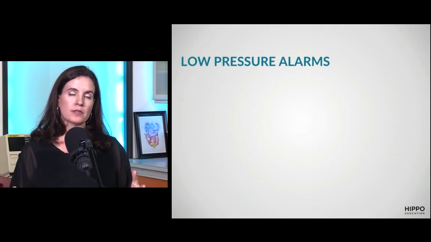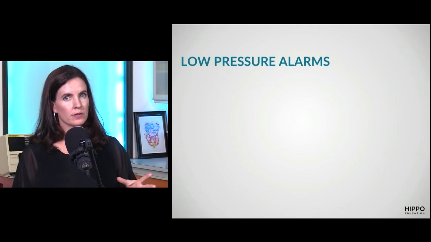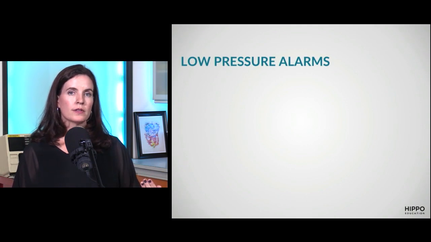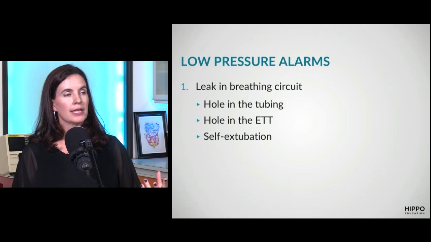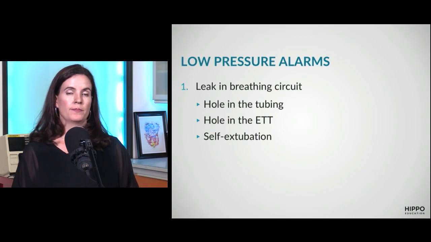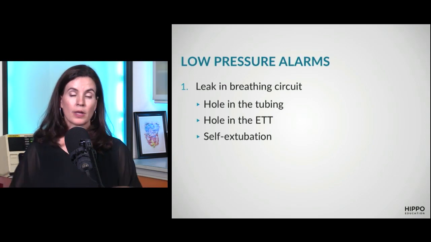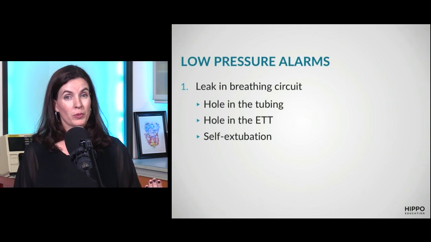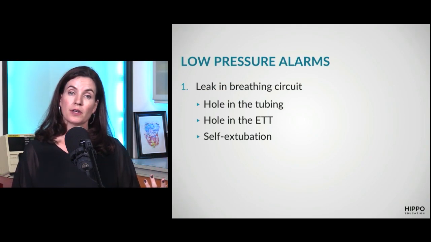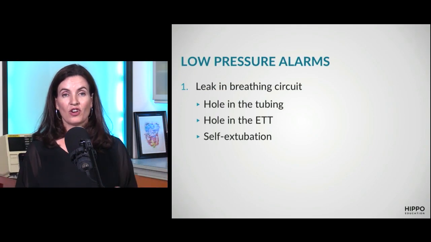Next, low pressure alarms. These will come up on some vents as low pressure. Sometimes they come up as low volume, but the concept is the same. There's typically a leak in the breathing circuit, like there's a hole in the tubing somewhere between the patient and the ventilator. Maybe there's a hole in the endotracheal tube, most commonly because the patient has bit through it. Or they may have self-extubated, which is the biggest leak of all.